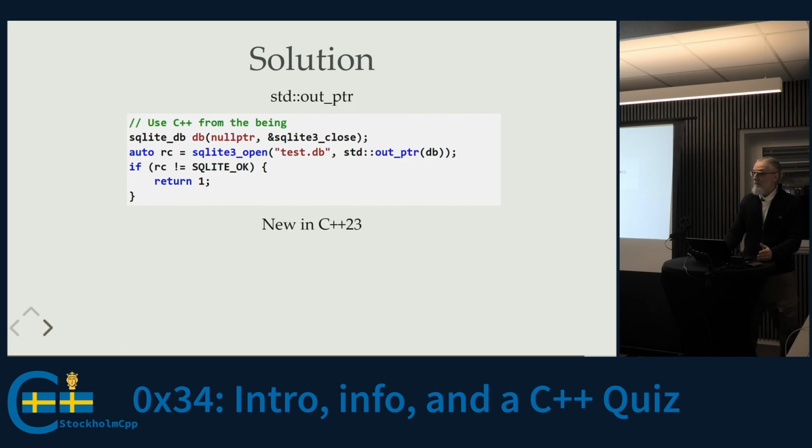It's out pointer. So very, very useful for dealing with the C interface. There are basically two of these, out pointer and in out pointer. I don't know what the use case for in out pointer is, maybe realloc. And they are new in C++23. So if you're not already on C++23, update your compiler flags and your compiler if you need it.